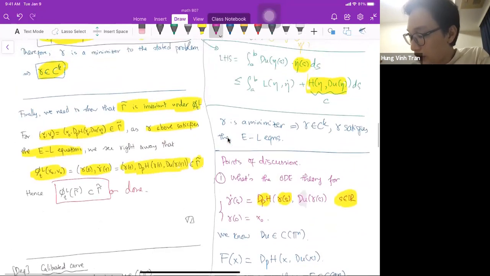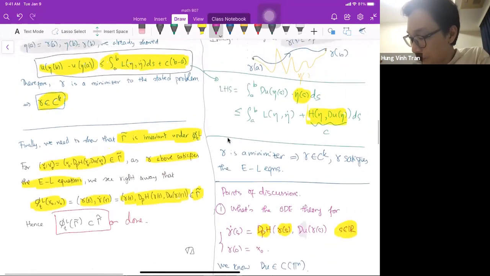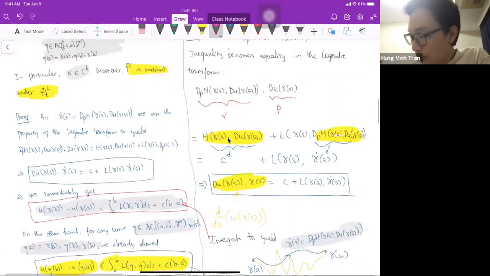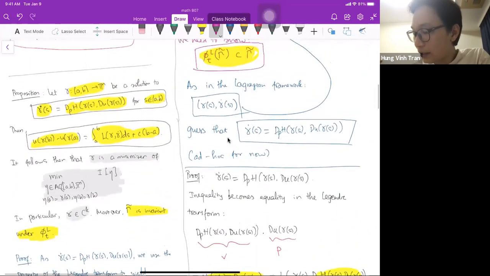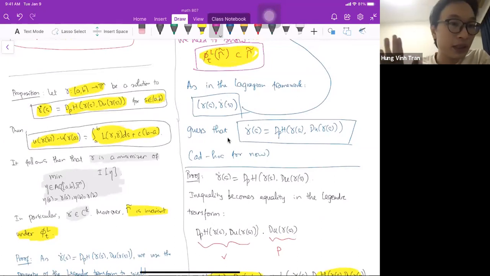So you see that, so the proof goes like this. First of all, we consider gamma, the ODE to be like this, right? And assuming that we have such a gamma, then you know that it's a minimizer, right? So you know that it's a minimizer, then it's C^k, and then it satisfies the Euler-Lagrange equation.